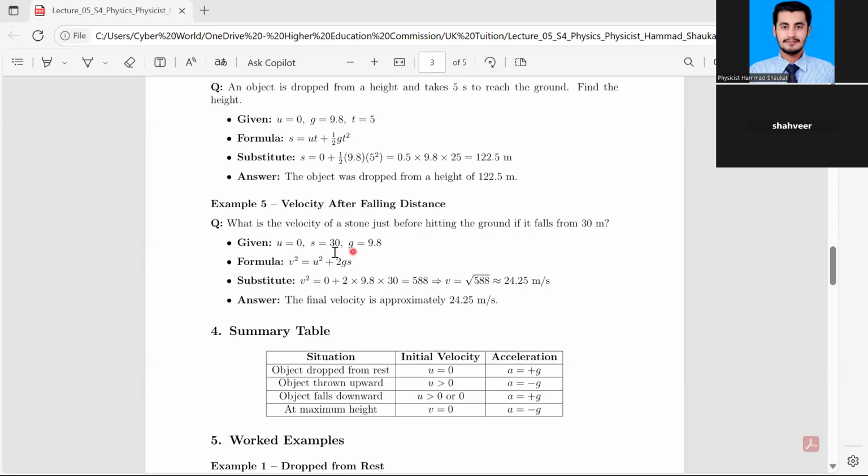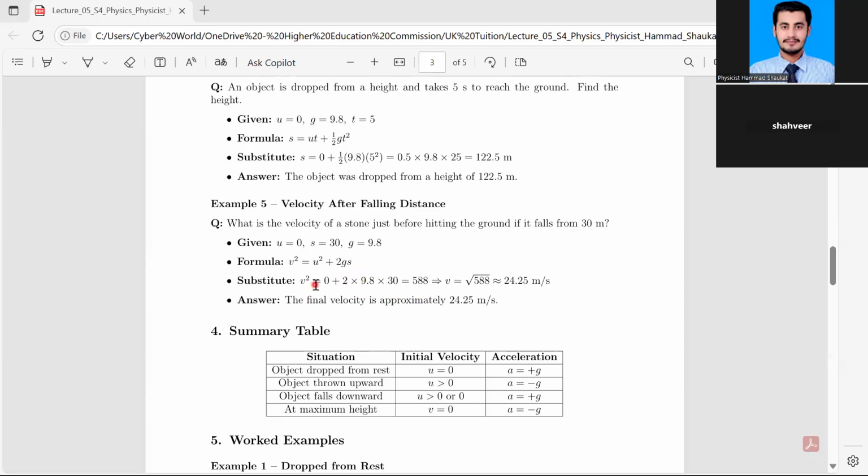So here is your third equation of motion: v square equals u square plus 2as. A is replaced by g, so it becomes 2gs, and the initial velocity of the stone would be 0. So u becomes 0. Because now your ball is just dropping and hitting the ground, it is moving under the action of gravity, so you have to use plus 9.8. So 2 multiplied by 9.8 multiplied by the distance, which is 30. You will get 588.